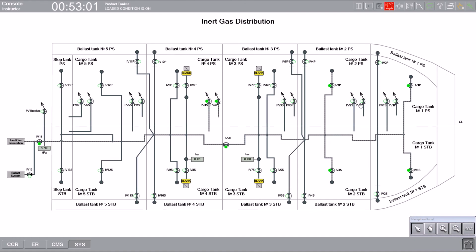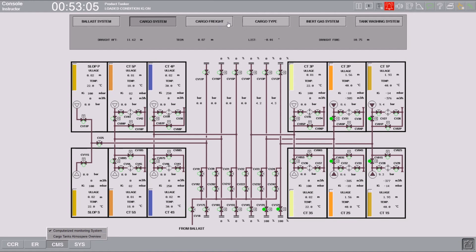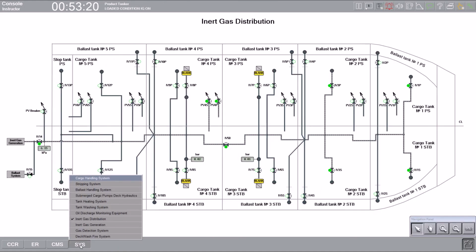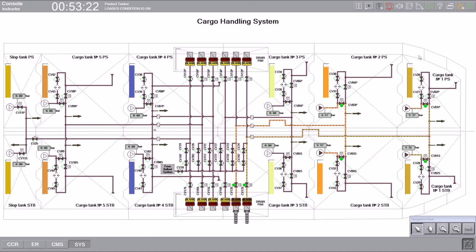So always take care about the inert gas filled tanks. That's generally what we have to control during our discharge procedure. And you are familiar now with the discharging procedures on this simulator. That's all. Thank you.